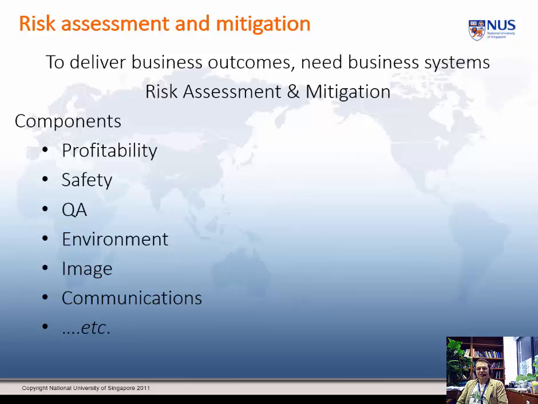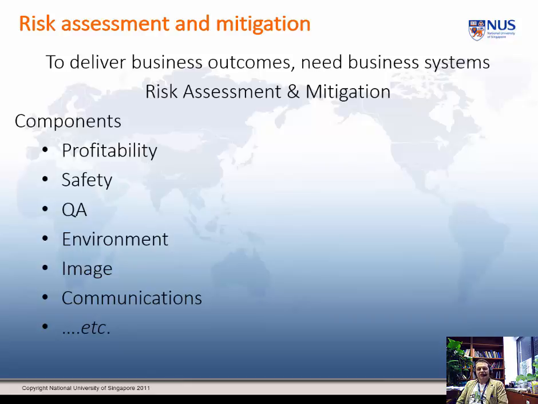To deliver business outcomes, and safety is just as much a business outcome as profit, we use business systems. So business systems that you know about are sales systems. Business systems you know about are maybe environmental management systems. Business system that you know about now is risk assessment and mitigation. Be it financial risk, be it business risk, or be it safety risk, chemical risk.